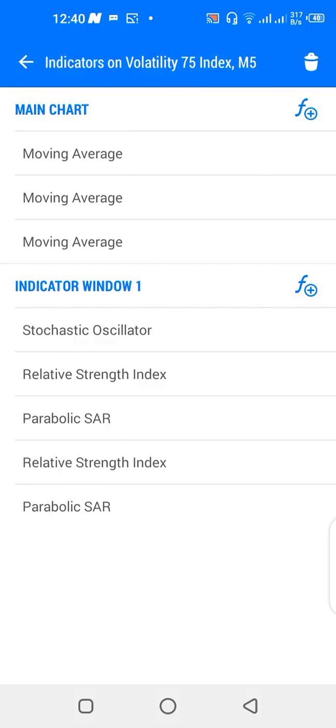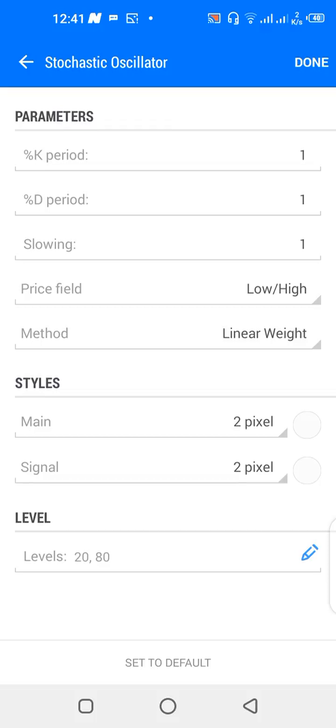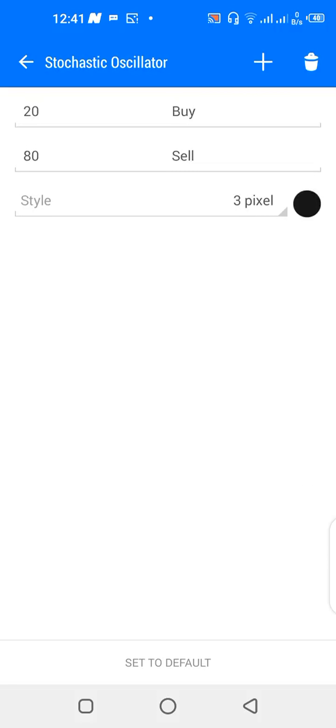All right, on indicator window 1, we have the stochastic oscillator. The parameters: percentage K period is 1, percentage D period is 1, slowing is 1. Price field is low over high. Method is linear weight. The color of the main and the signal lines will match the background color of your chart. And then the levels for the stochastic oscillator, we have 20 and 80.